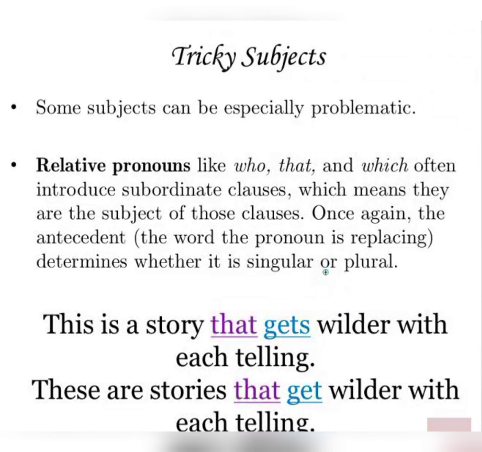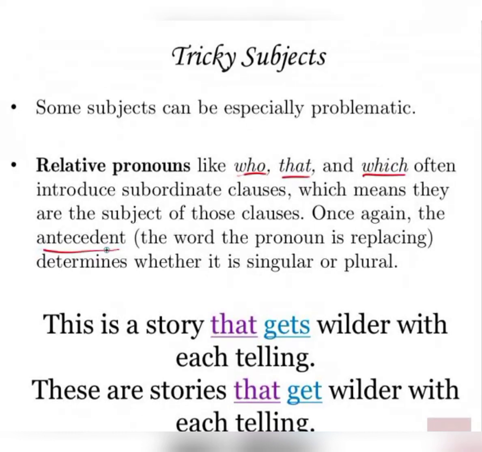Okay, relative pronouns like who, that, and which often introduce subordinate clauses, which means they are the subject of those clauses. Remember, a clause is something that has a subject and a verb. Once again, the antecedent, oh, that's a big grammar word. It means the word that the pronoun is replacing. It means the thing that came immediately before. It determines whether it is singular or plural. So look to see what the relative pronoun is replacing, and that'll tell you whether the verb should be singular or plural.